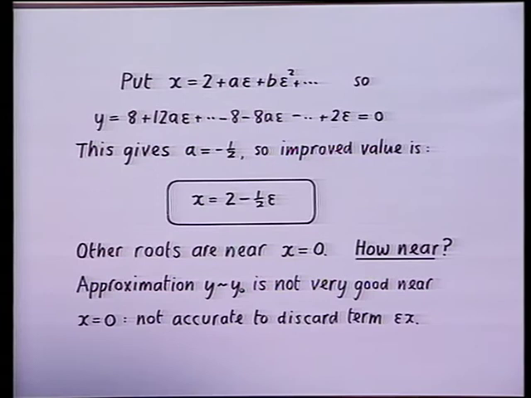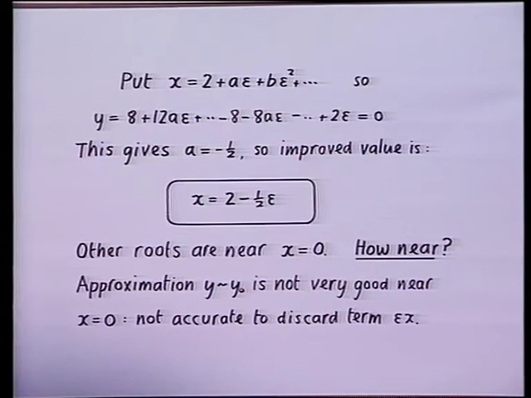Well, the constant terms balance. 8 and minus 8 go out, and the epsilon terms vanish, provided I choose a particular value for a. a, in fact, has to be minus a half. So the improved value for the root near x equals 2 is given by this thing in the box. x is equal to 2 minus a half epsilon.